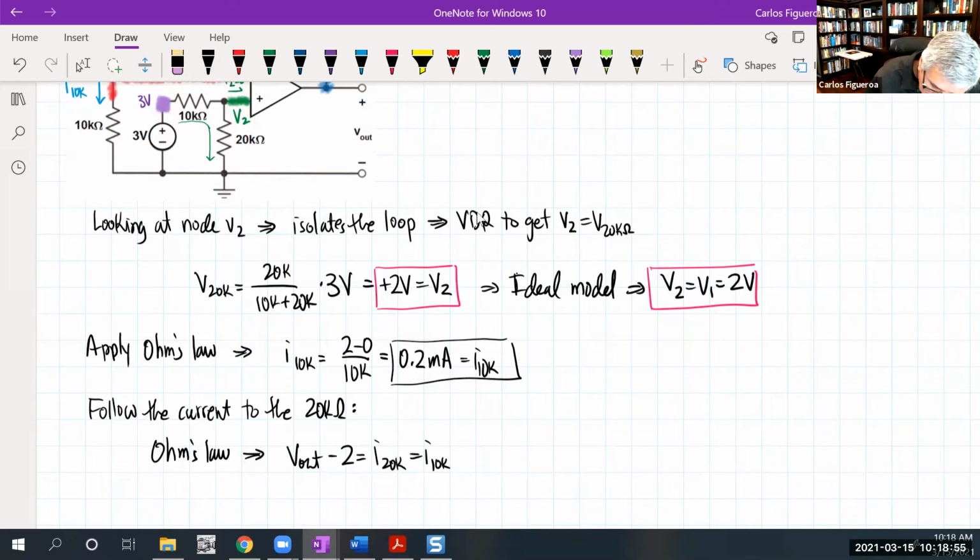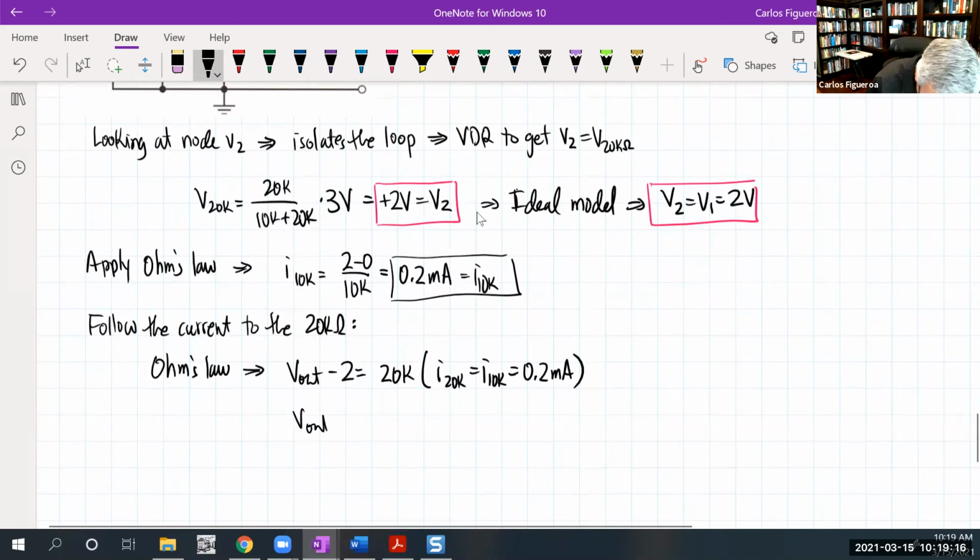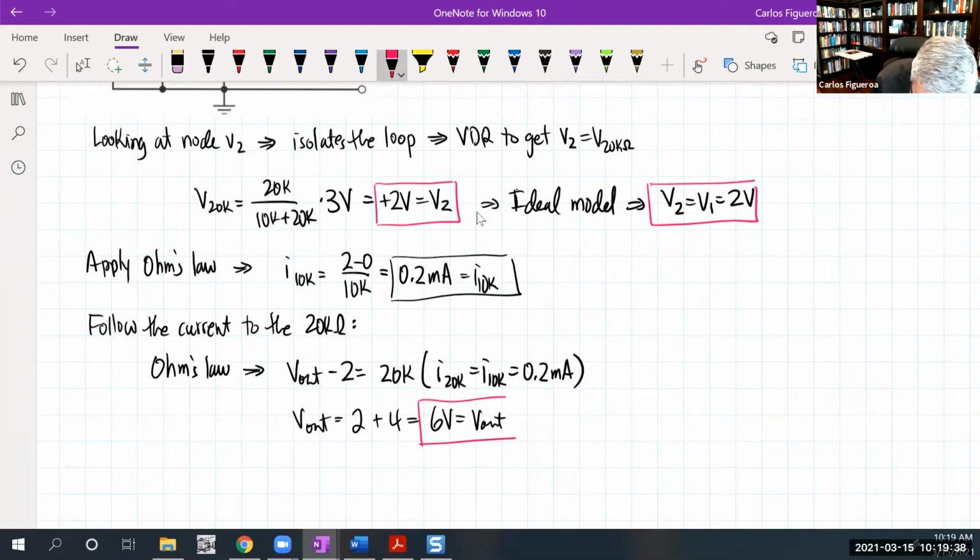Ooh, I should be careful here. I made a mistake. It's the 20K times the current of the 20K, which is also equal to the 10K, which is the same as 0.2 milliamps. So that tells me V out is going to be 2 plus 20 times 0.2. So that's really 4. So I get 2 plus 4, which gives me 6 volts for V out. So you could see I don't run into that dilemma of whether to count V out as a node. I'm just solving this using standard techniques, primarily Ohm's law.